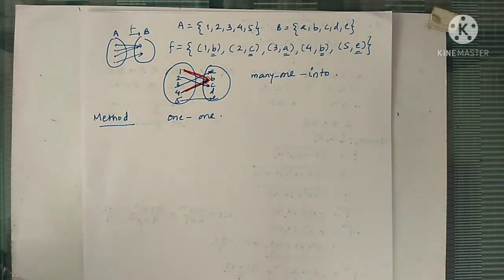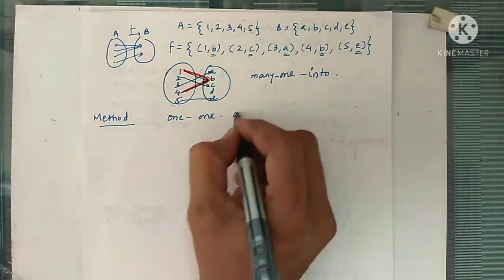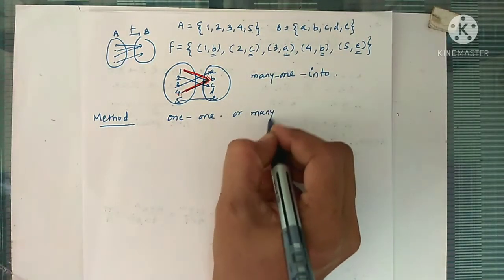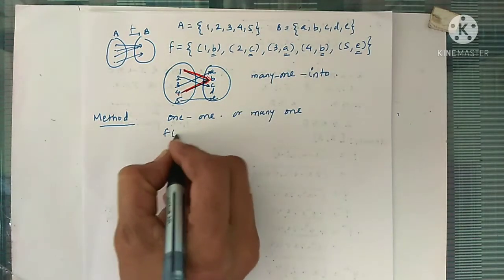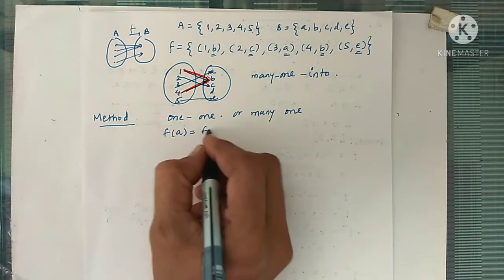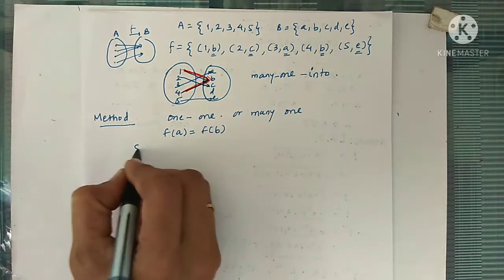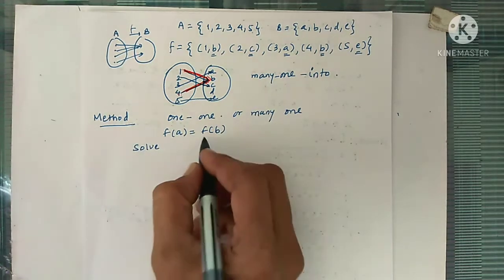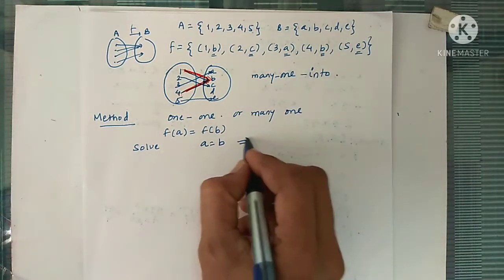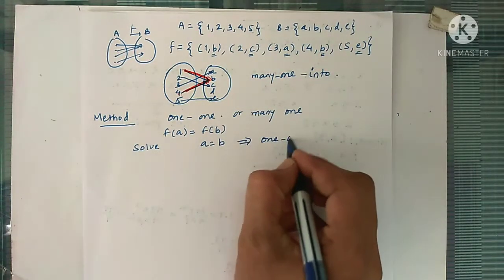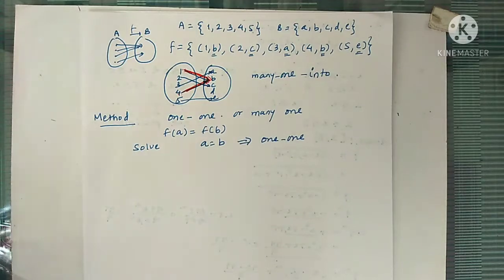First of all, let's see whether it is 1-1 or many-1. The method is: write f(a) equal to f(b). Solve this, and after solving, if we get a equal to b, it implies the function is 1-1, and if not, then it is many-1. So this is the method.